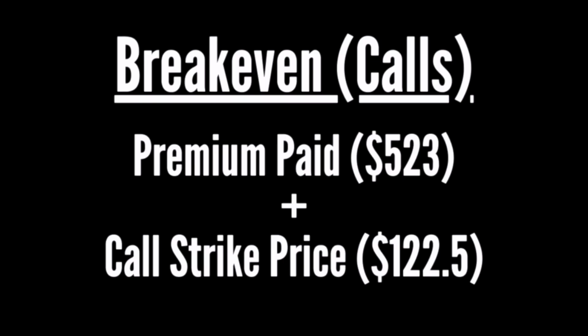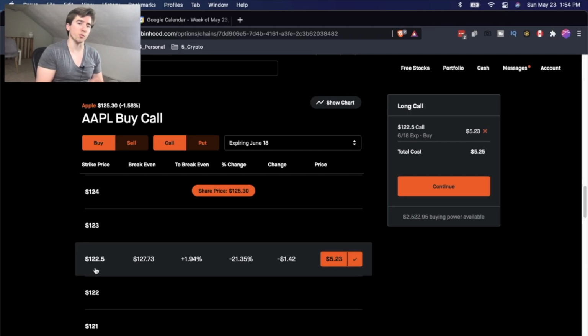When it comes to options, you also have to calculate your break-even price, which can be taken for a call option by adding the $523 that we're paying for this option to the $122.50 strike price, giving us a break-even of $127.73. So anything above $127.73, we're going to be making a profit. Anything below $127.73, we're going to be taking a loss. But this is only when it comes to the expiration date.